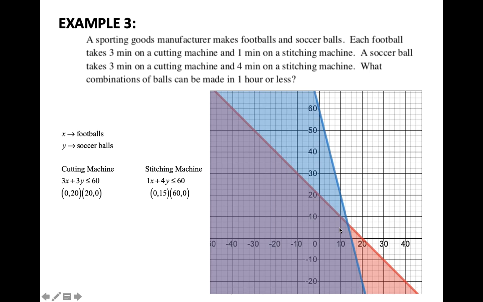Now it says what combinations of balls can be made in 1 hour or less. Any of the points, let me find any of your points in here would be possible answers. Like you could say, these go over, I guess, by 2 points. So here's 2, here's 4, and we could go up in 6, and we could say, all right, 4 footballs and 6 soccer balls would work. And sure enough, it'll be made in 1 hour or less. Or we could use 2, 4, 6.